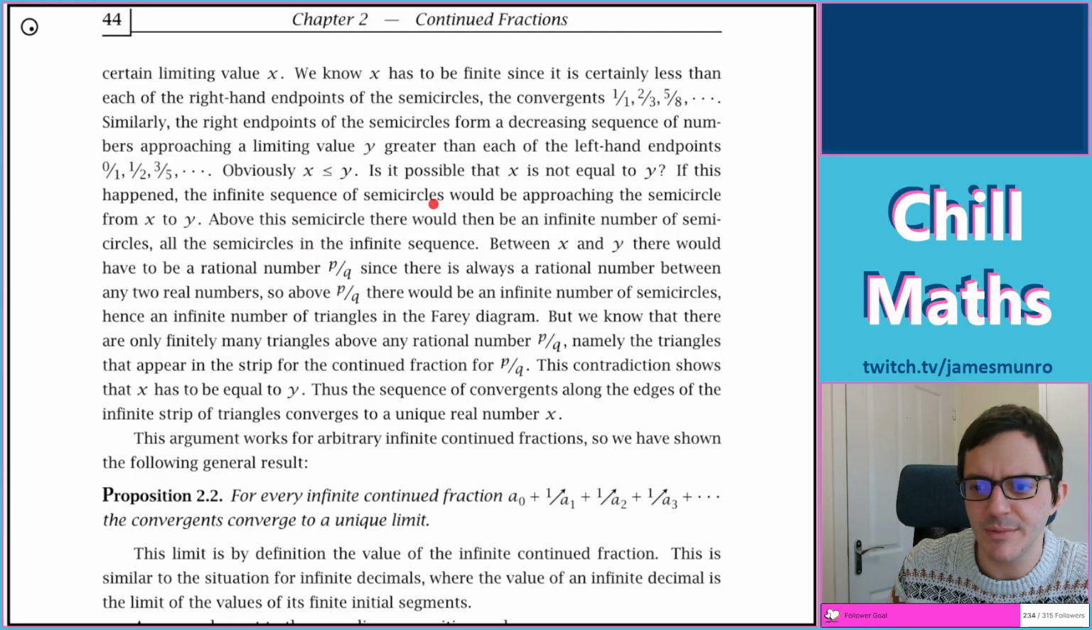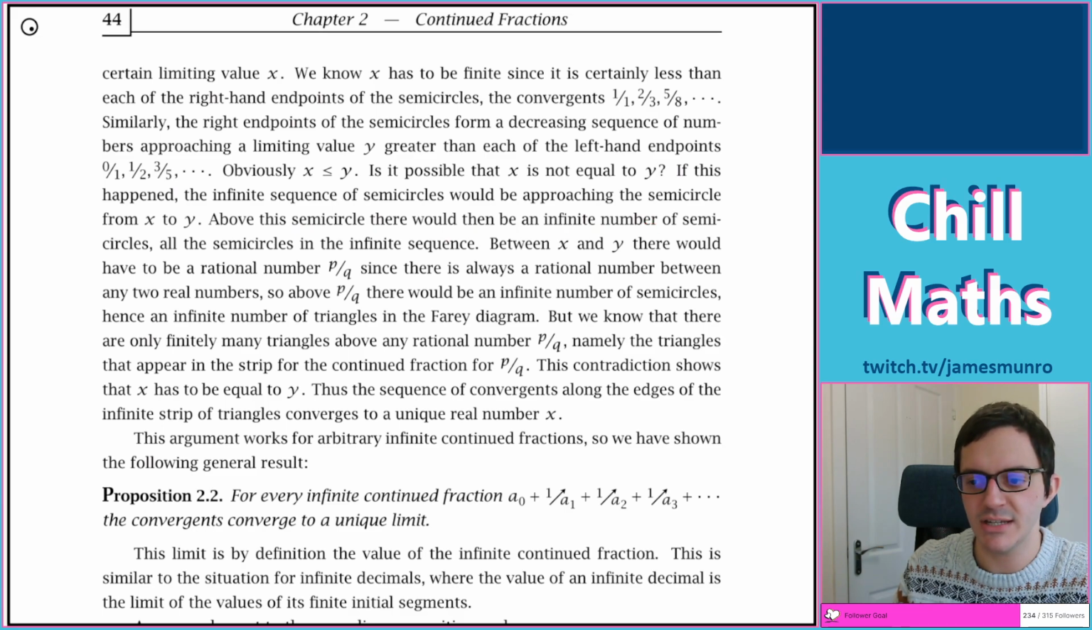The infinite sequence of semicircles would be approaching the semicircle from x to y. You'd see this kind of limiting semicircle, I suppose. Above this semicircle, there will be an infinite number of semicircles, all the semicircles in the infinite sequence. Yes. Between x and y, there would have to be a rational number, p over q.